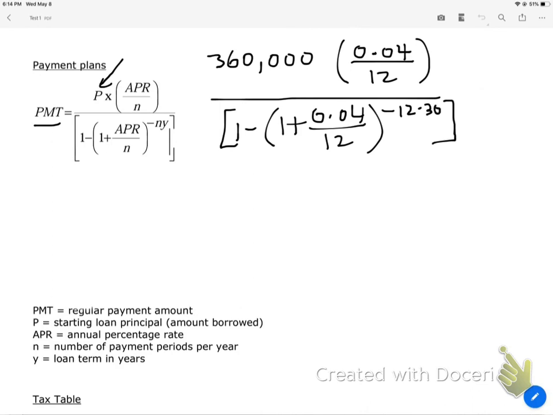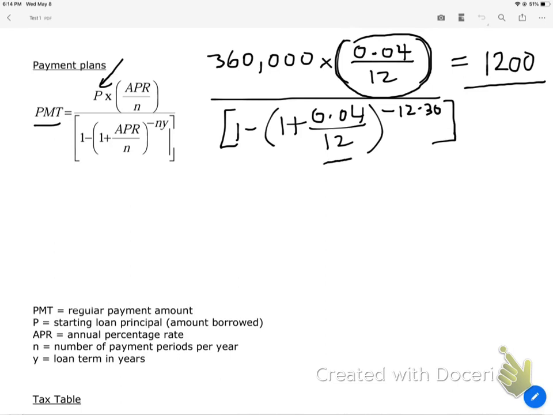Right, so let's do a bit of simplification of this. First of all, let's just do the numerator. 0.04 divided by 12 equals 0.00333333, etc. I'm going to then multiply by 360,000. So all of this on the top is 1,200. I did that first in my calculator, and I multiplied by the 360,000, and that's what I got. So that's my numerator. The denominator is the awkward one.